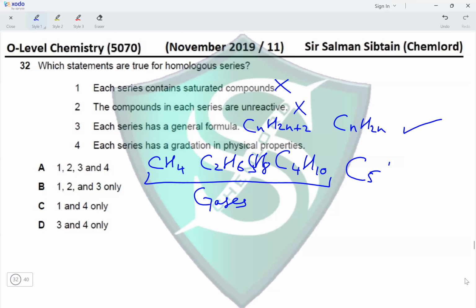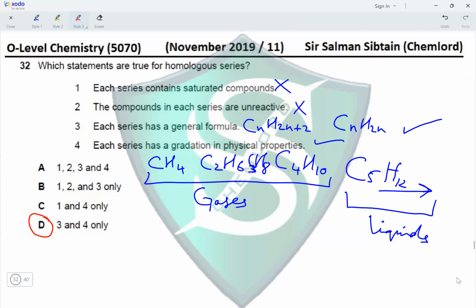From C5H12 onwards, we have liquids. So their physical properties are changing in gradation gradually. Okay, so this is also correct. So since options 3 and 4 are correct, option D is the correct option for this question.